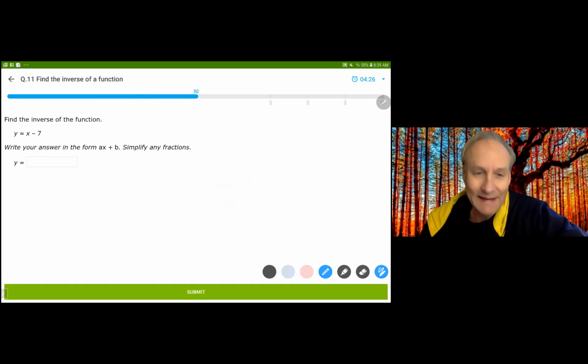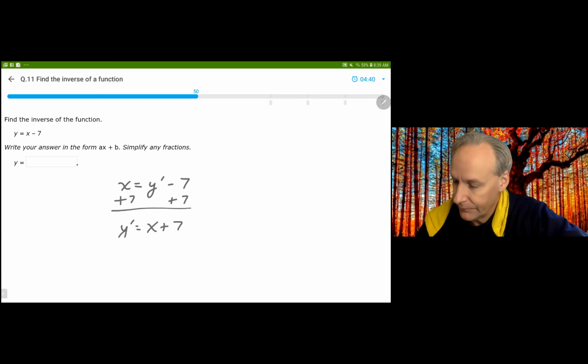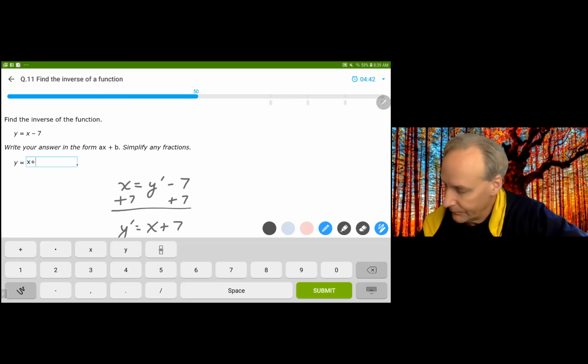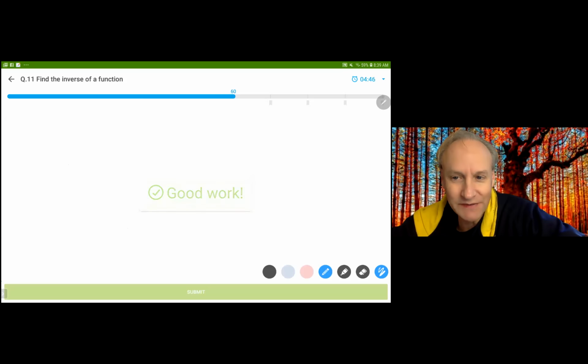Okay, I know you can figure this out in your head, but I'm going to write it anyway. It's x equals the inverse minus 7, and I'm going to add 7 to both sides. I'm doing the opposite.